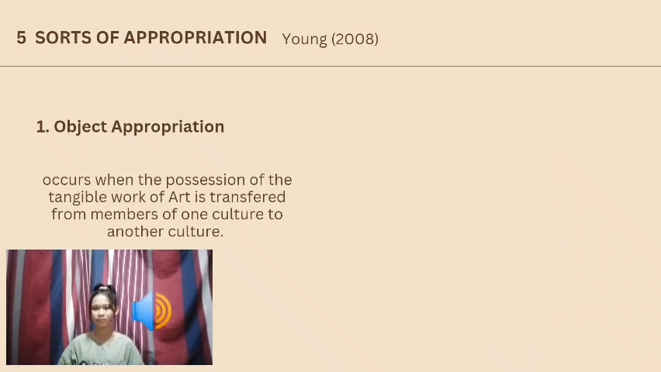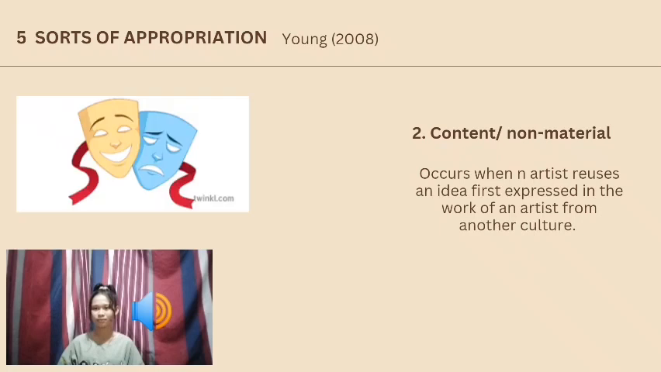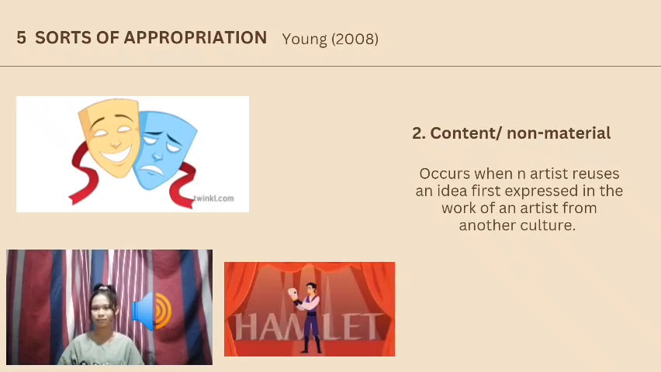The second sort of item that could be appropriated is intangible. This could be a musical composition, a story, or a poem. What do you mean by intangible? It means that it is not capable of being perceived by the sense of touch. It's not like art done on canvas or any other medium.